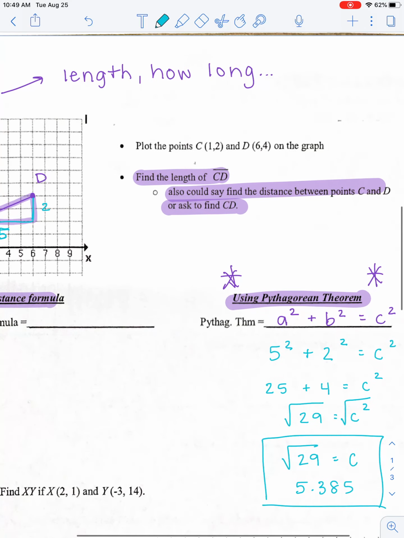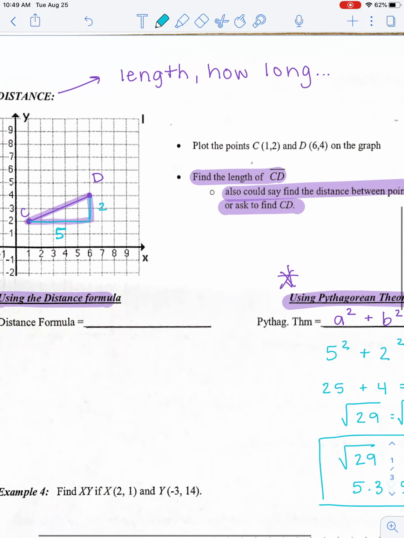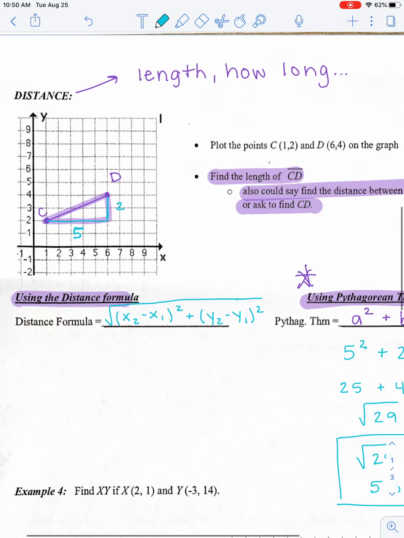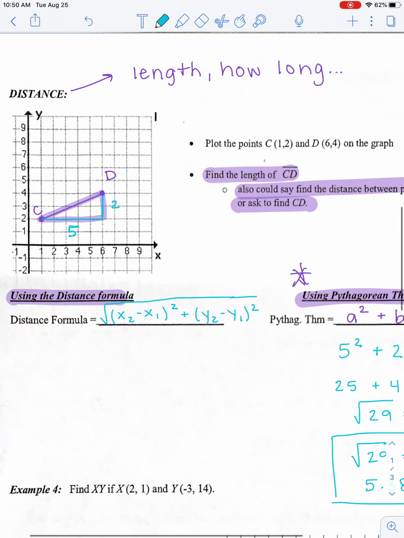The other way, if you want kind of a more complex formula, is the distance formula. So the distance formula is the square root of parenthesis, x2 minus x1 squared plus y2 minus y1 squared. Same thing, we plug in our points. We can label our points and do it from there. So we'll do a quick example of that. C is x1, y1. D is x2, y2.